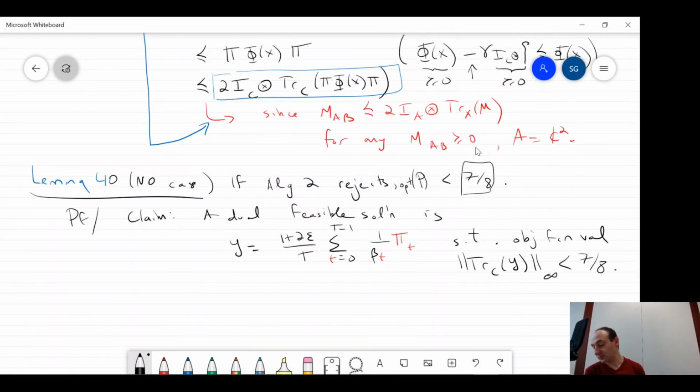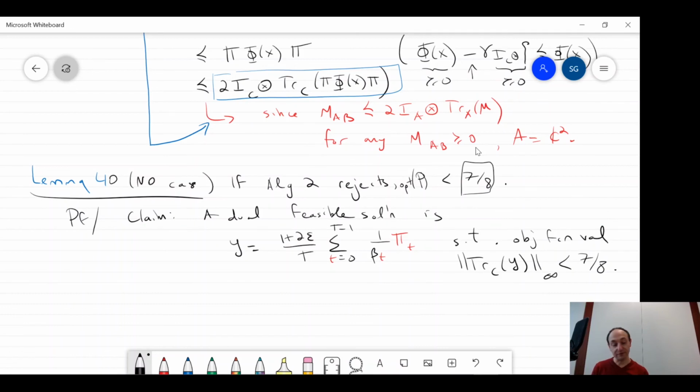Okay, so again, this is the beauty of working with SDPs, right? You just guess a good enough solution, right? And then you have to prove that that solution is feasible and gives you the bound you want. Okay, you don't actually have to solve the SDP perfectly.